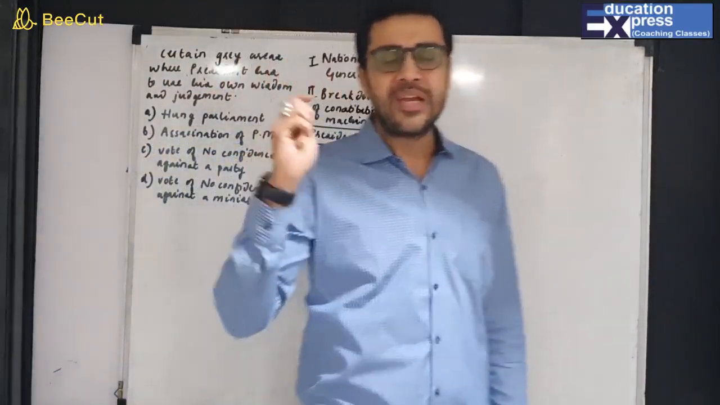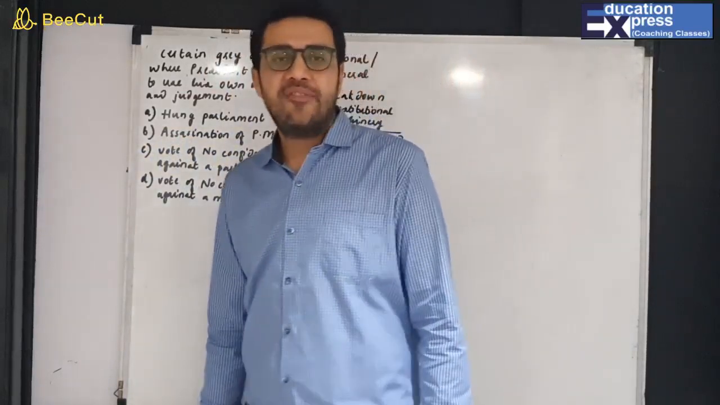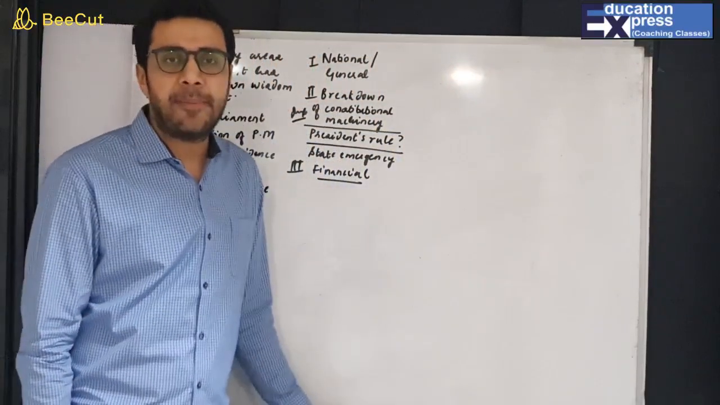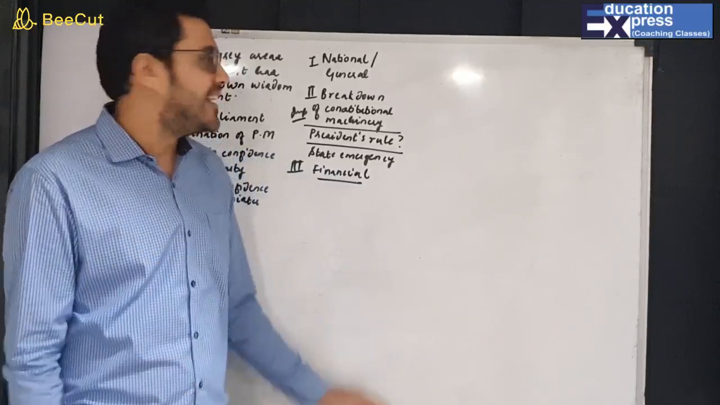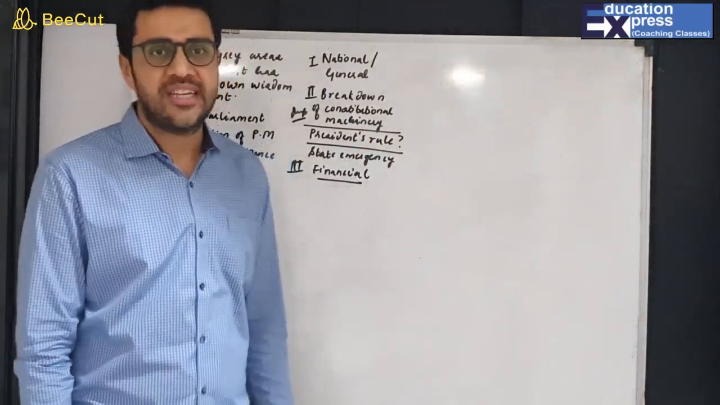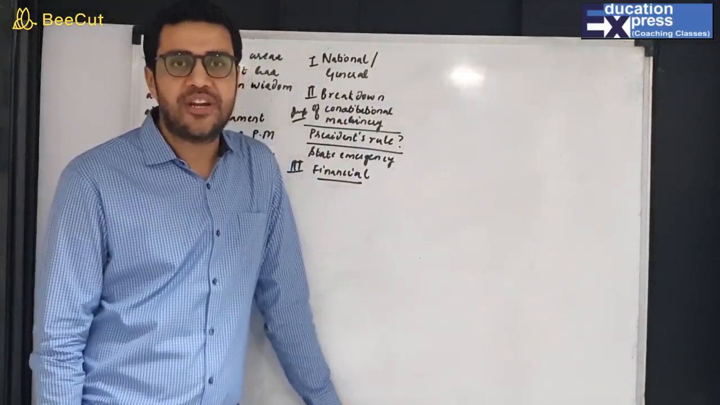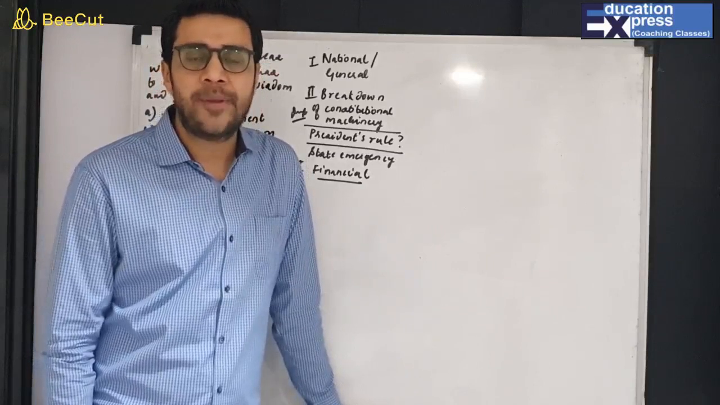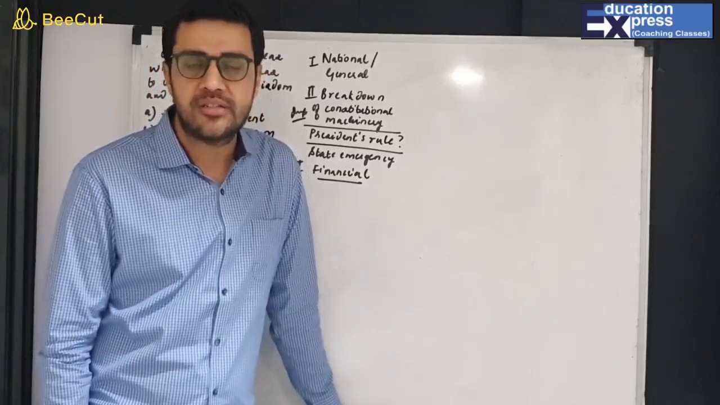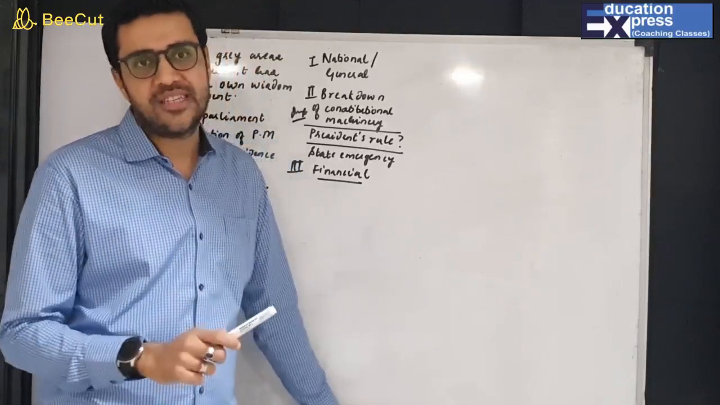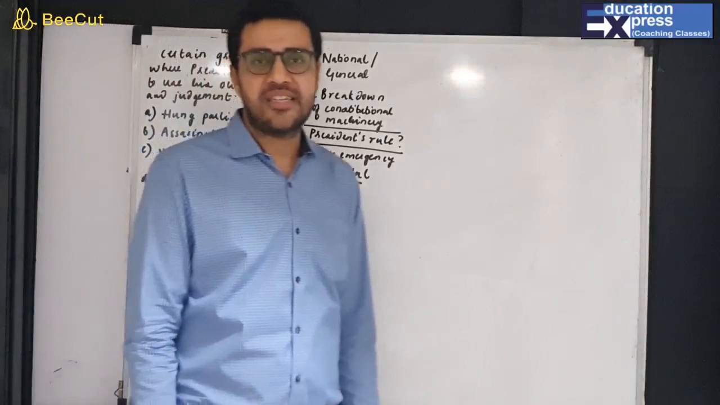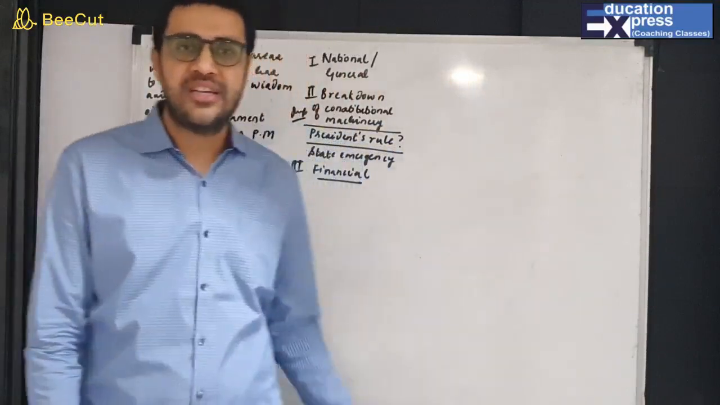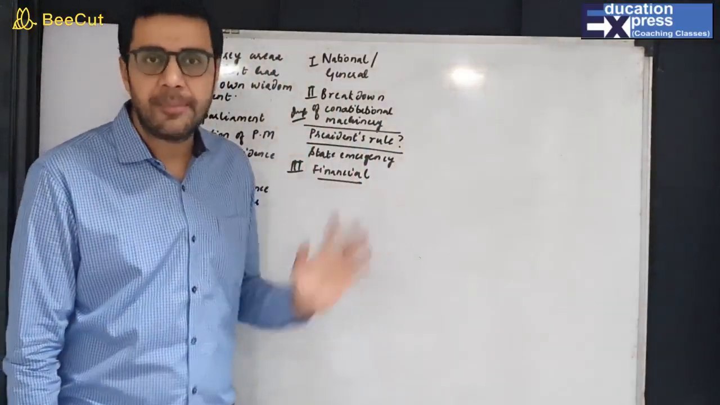One more time. What is national emergency or general emergency? If the president feels that the country is endangered by war or external aggression or internal armed rebellion is threatening the country, then he can declare national or general emergency. What is breakdown of constitutional machinery? If the governor of the state reports to the president that the state has not been run according to the provisions of the constitution, then he can declare state emergency. Third one, financial emergency. If the country's finances are in danger, the president shall declare financial emergency. So 3 points, 3 emergencies.